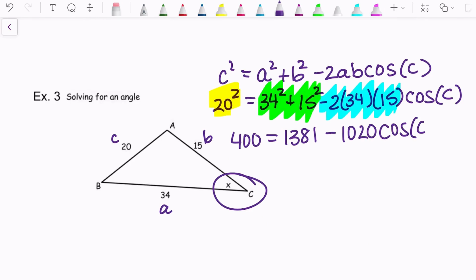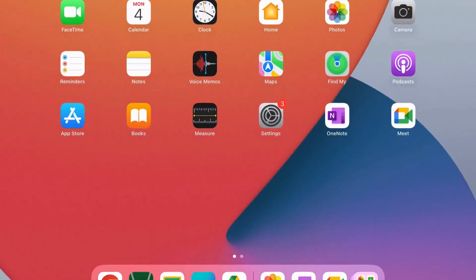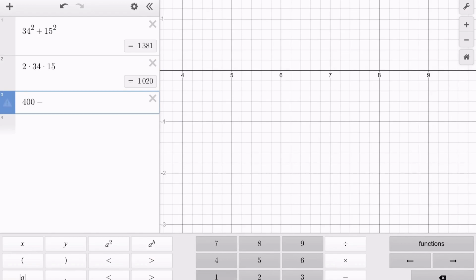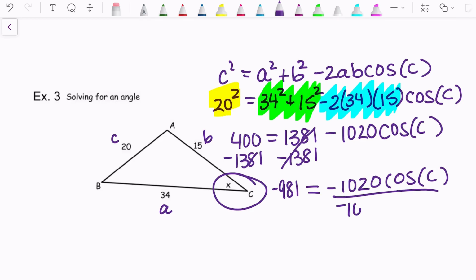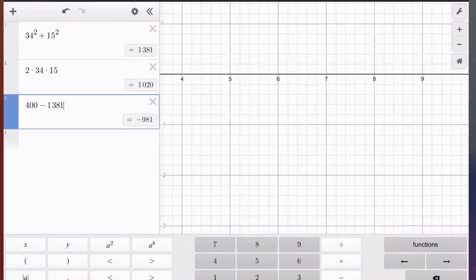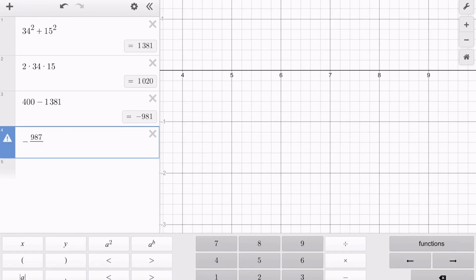And now I have the cosine of C. The next thing I'm going to do is to move this 1,381 over by subtracting it. So I have 400 minus 1,381, oops. And that gives me negative 981. And I'm just going to write down everything that's left. Now, negative 1,020 is multiplying cosine, so I'm going to divide by it on both sides. And I get this decimal.